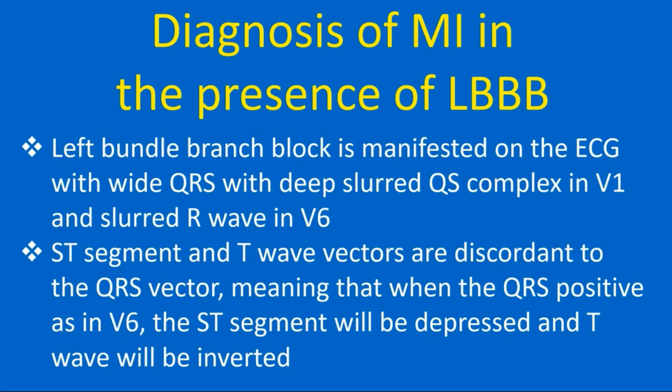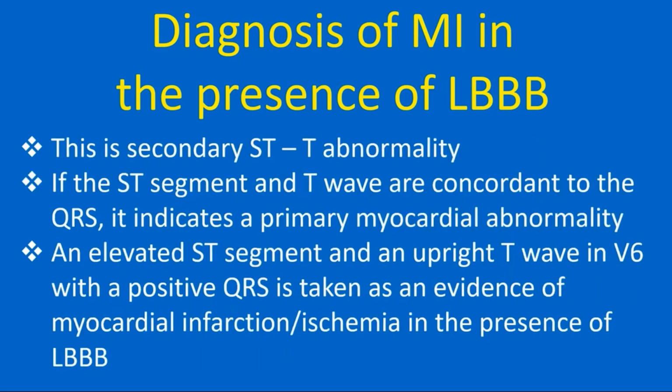Left bundle branch block is manifested on the ECG with wide QRS, deep slurred QS complexes in V1 and slurred R wave in V6. ST segment and T wave vectors are discordant to the QRS vector, meaning that when QRS is positive as in V6, the ST segment will be depressed and T wave will be inverted. This is secondary STT abnormality.